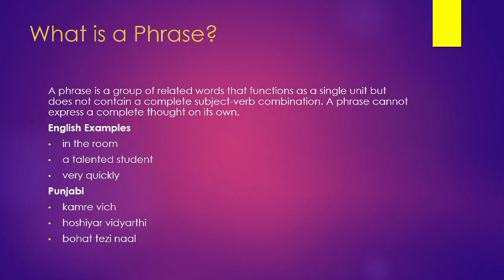So what is a phrase? A phrase is a group of related words that function as a single unit but does not contain a complete subject-verb combination. So the difference between a phrase and a clause is that in a phrase we do not have the noun-verb combination. In a clause we have a noun and we have a verb as well, but in phrases we do not have this combination. So here I have mentioned some examples from English and some from Punjabi.